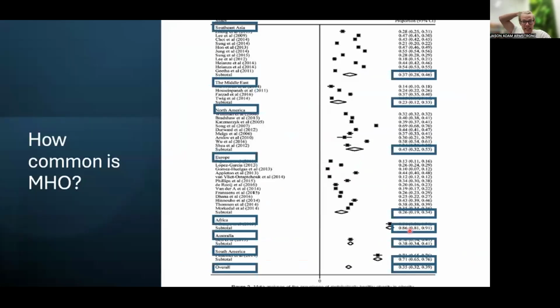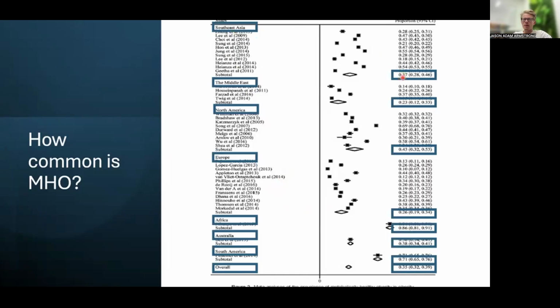But how common is that, right? So is it normal? Is it normal for people to be obese and metabolically healthy? And this study tried to answer that. And it separated things essentially by continent, by geographic area, let's say.